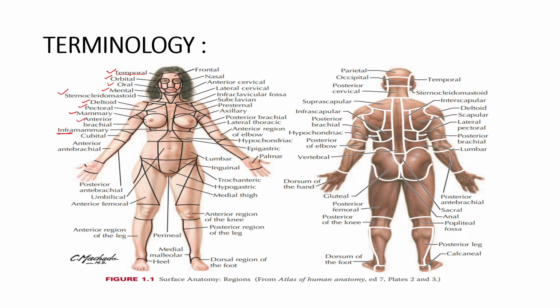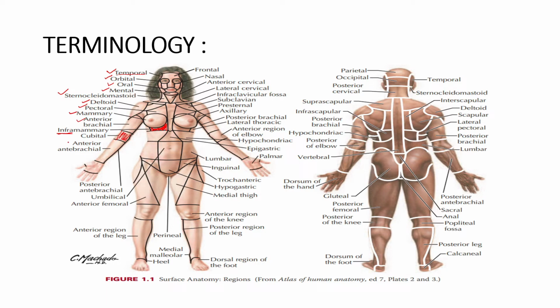Okay, infra means just below the mammary gland. So inframammary, this region is called inframammary. Okay. Now next comes cubital. Here, this region is called cubital.